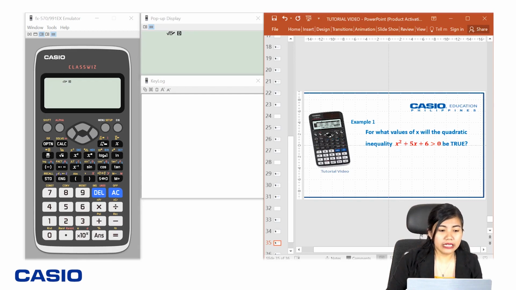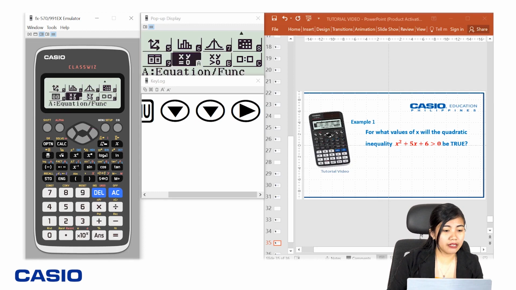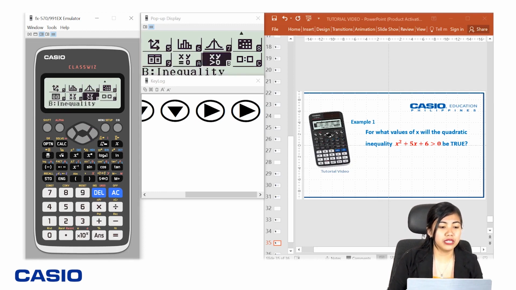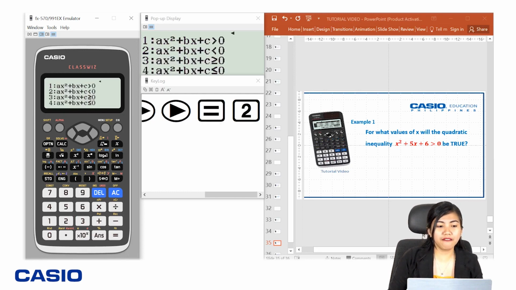To solve that, let's press menu, then choose, using the down arrow key, the inequality mode. Press the equal sign. So we have here the option polynomial degree. Since it's a quadratic inequality, the degree is equal to 2, so press 2. We have here four options. These are the forms of quadratic inequality, but in our given, we are using the greater than symbol, so we will choose 1, since x squared plus 5x plus 6 greater than 0 follows the form in option 1.